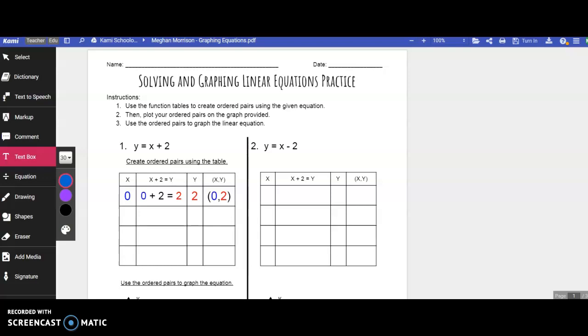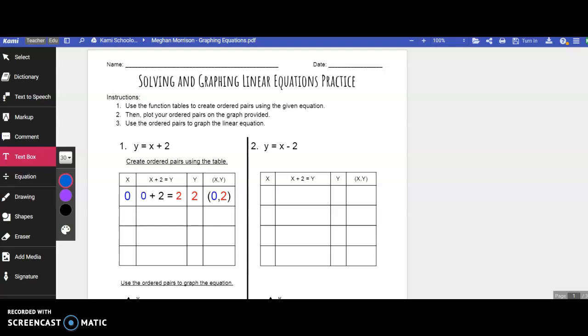We get to graph equations for this one, and I am very excited because I love graphing equations. It could be because I taught middle school for a little bit, and I just love math. So get ready, you can do this.